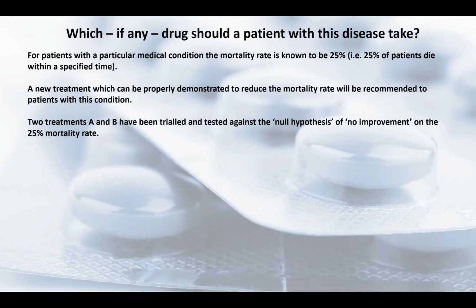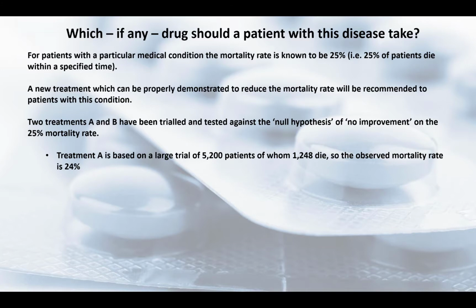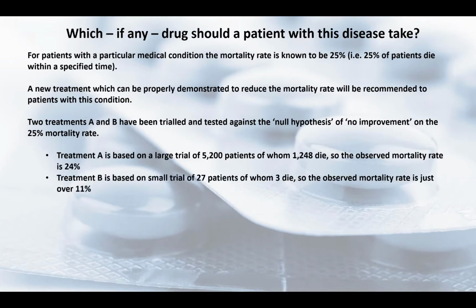And let's suppose that two treatments, A and B, have been trialed and tested against the null hypothesis of no improvement on the 25% mortality rate. Treatment A is based on a large trial of 5,200 patients, of whom exactly 24% die. That's 1,248. So the observed mortality rate for treatment A is 24%, which is indeed 1% less than the control rate. Treatment B is based on a much smaller trial of 27 patients, of whom 3 die. So the observed mortality rate is much lower here, it's just over 11%, but it's a much smaller sample. Which treatment should be chosen? A, B, both A and B, or neither A or B?